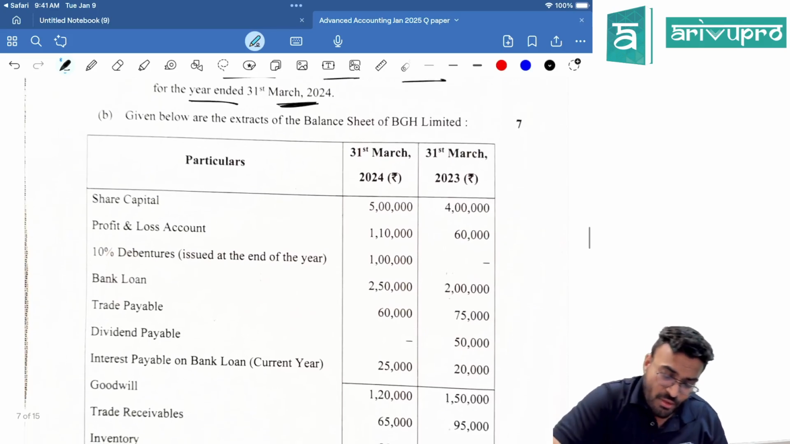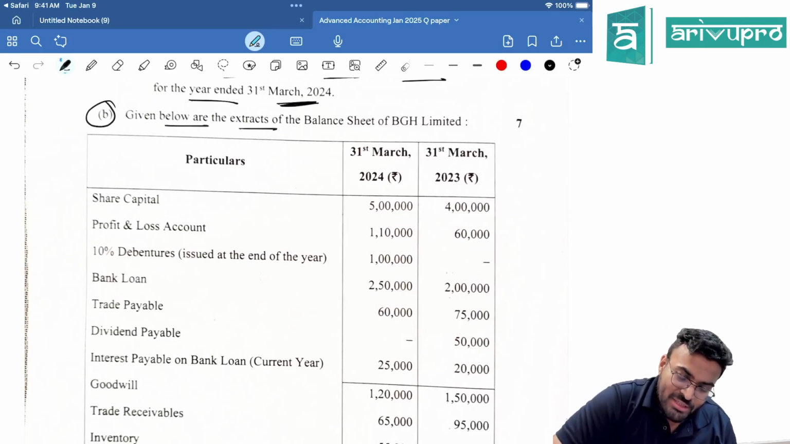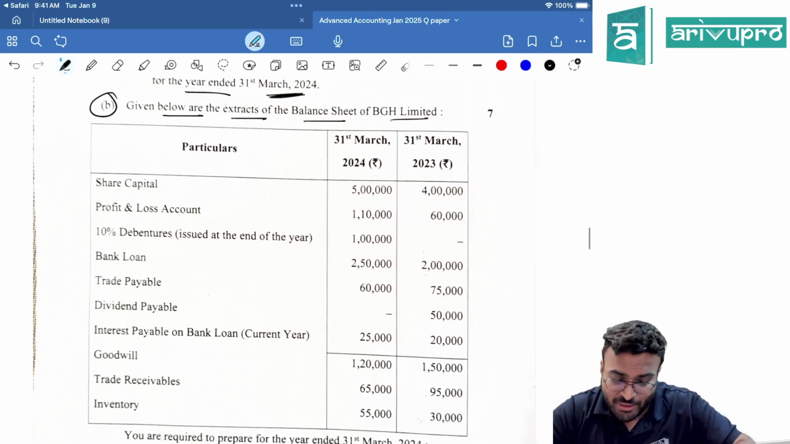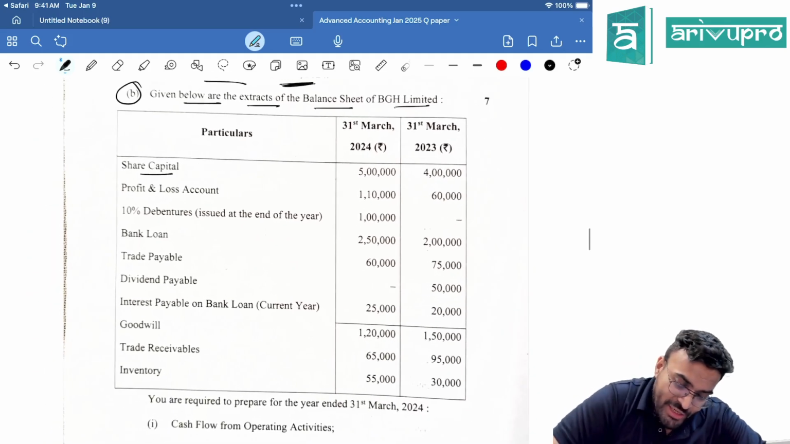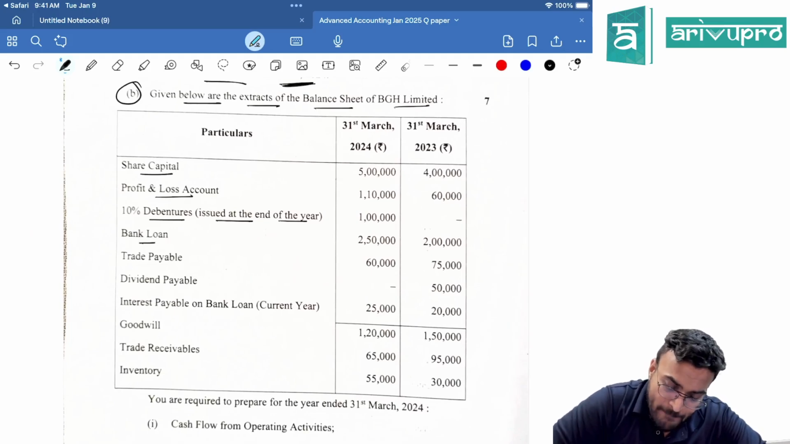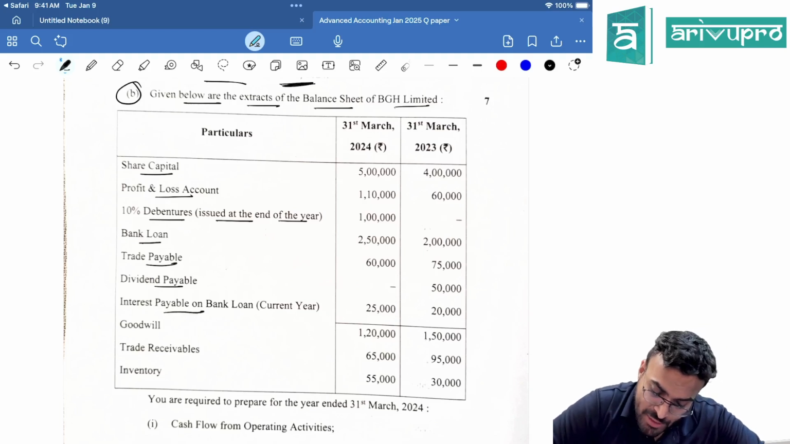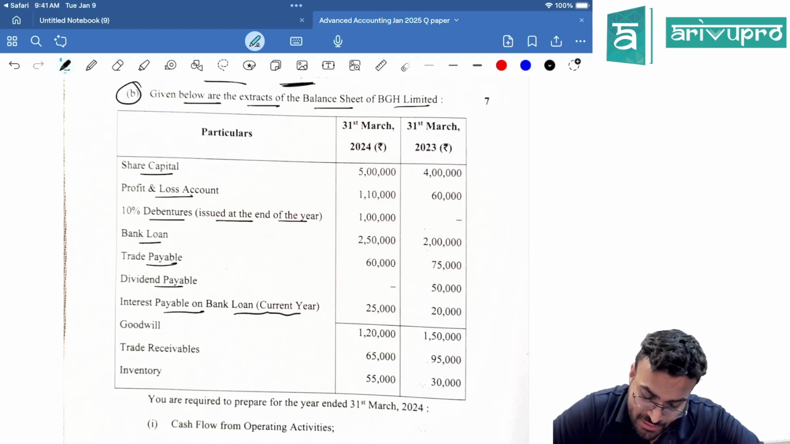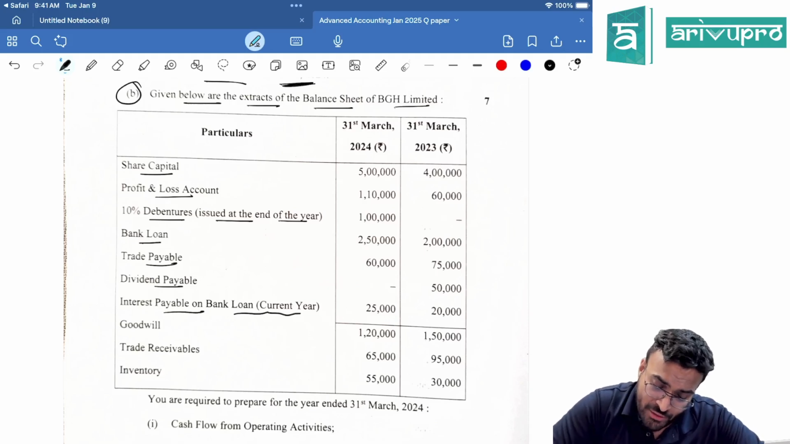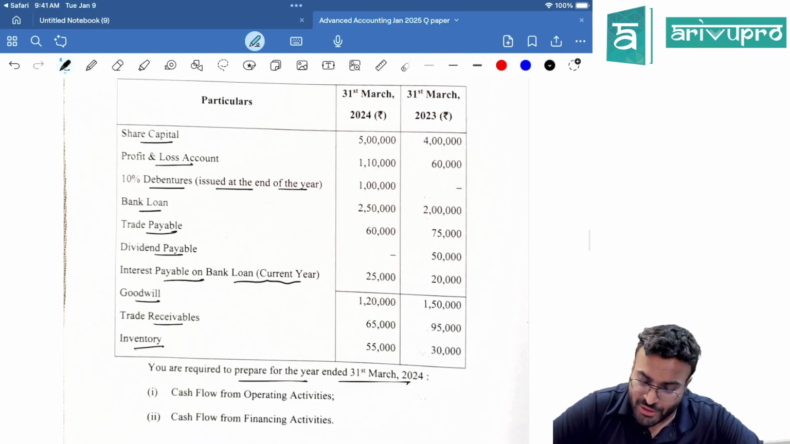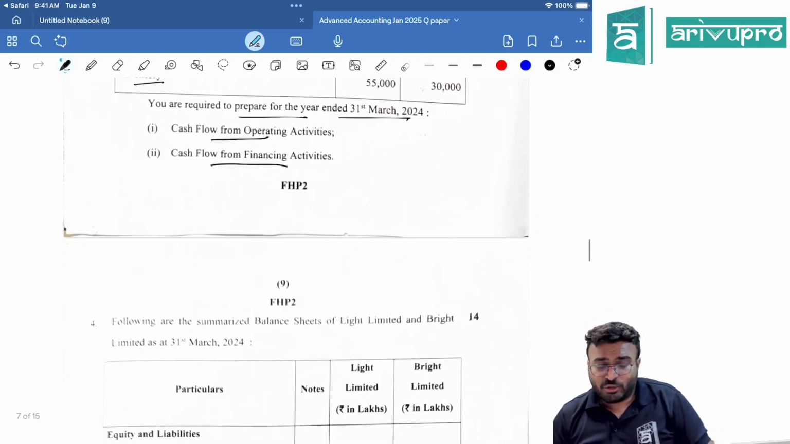Yes. B. Given below are the extracts of the balance sheet of BGH Limited. They have given two balance sheets here. Share capital, P&L, 10% debentures issued at the end of the year. Bank loan, trade payable, dividend payable is also there. Okay, interest payable on bank loan. Current year, interest payable on bank loan. Okay. Then you have goodwill, trade receivable, inventory. You are required to prepare for the year ended 31st March 2022, cash flow from operating activity, cash flow from financing activity. Two things they have asked.